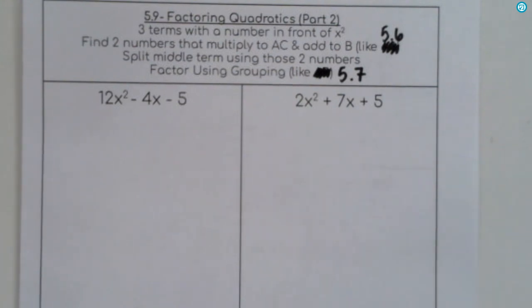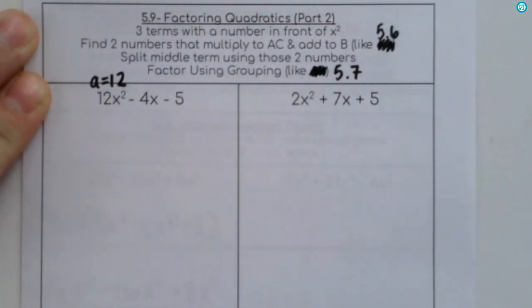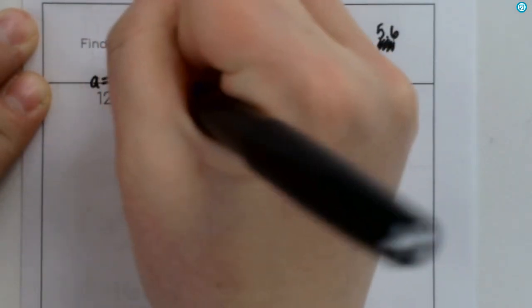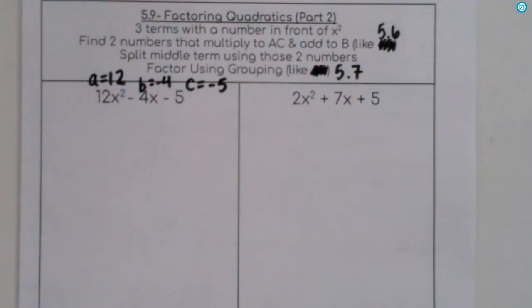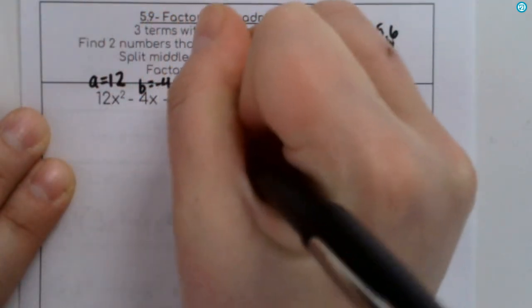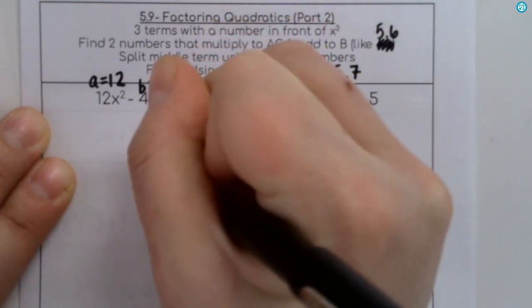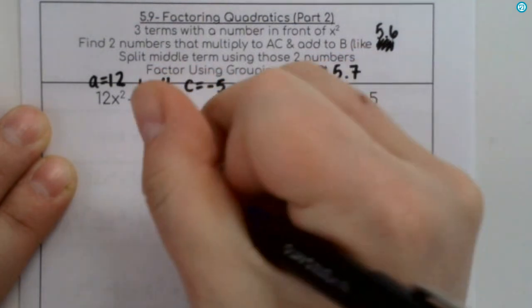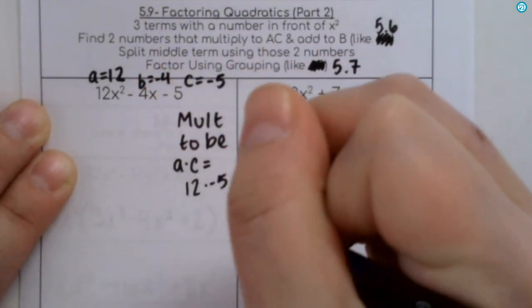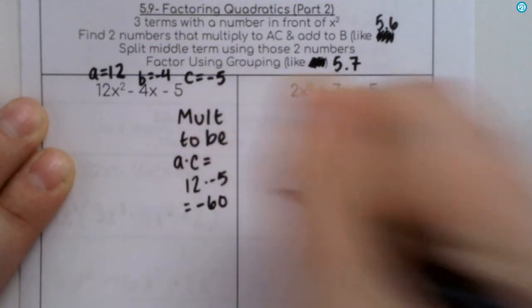So in this problem, my A value is 12. So A equals 12. My B value is negative 4. And my C value is negative 5. I need to find 2 numbers that multiply together to be AC. So they have to multiply together to be A times C, which is 12 times negative 5, which is negative 60.